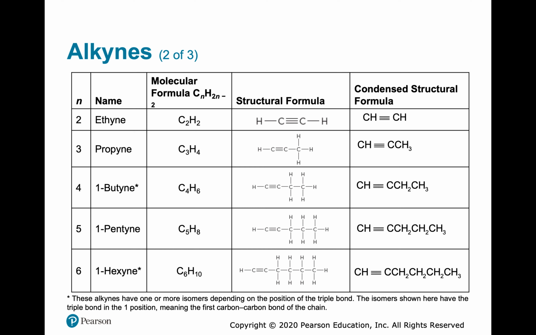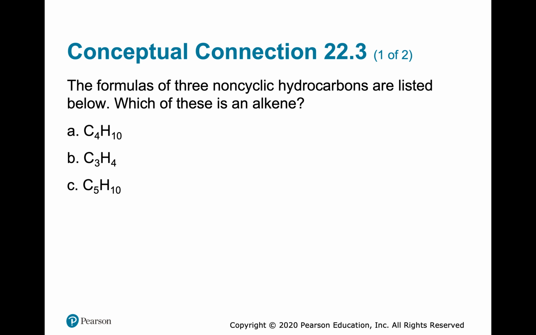It's 1-butyne versus 2-butyne. Okay, so the formulas for three non-cyclic hydrocarbons are listed below. Which one of these is an alkene? It's the CnH2n. So the only one that fits that is C. So A is actually an alkane. B, it's not really clear what that is. There's a couple options it could be. C, though, if it's not cyclic, is an alkene.